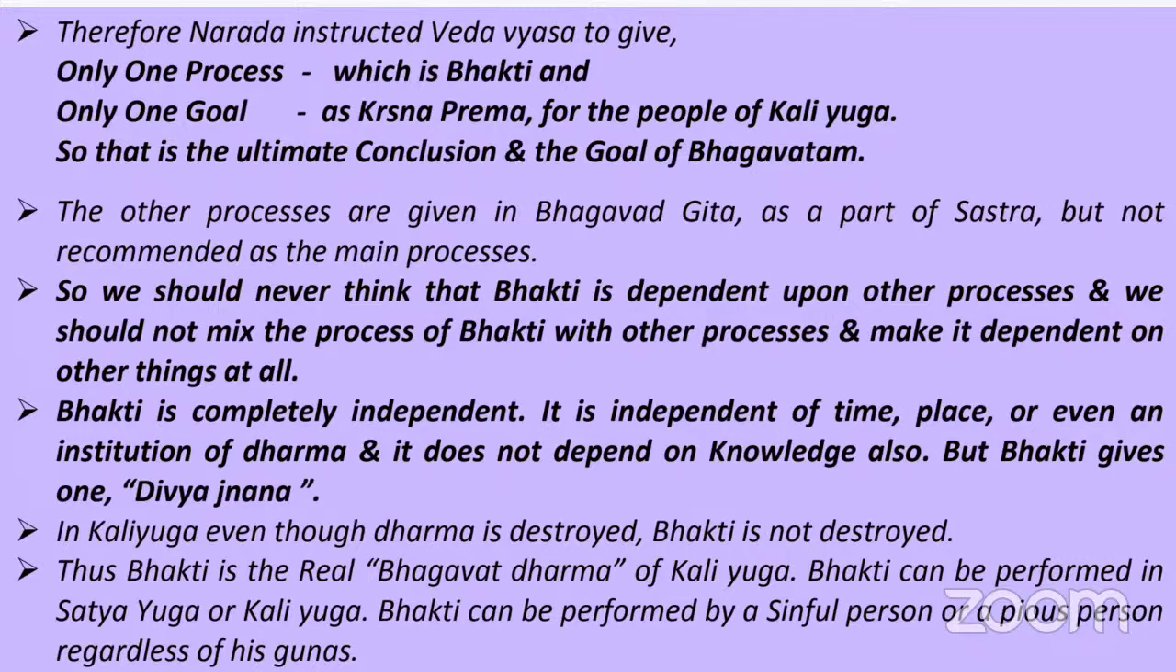At last, after everything, he says, Sarva Dharman Parityajya. So he said, at last, just leave everything. Just surrender. Just love me. That's all. Everything is finished. So love is so easy, but all these are very difficult. The other processes are given in Bhagavad Gita as a part of Shastra, but not recommended as a main process.